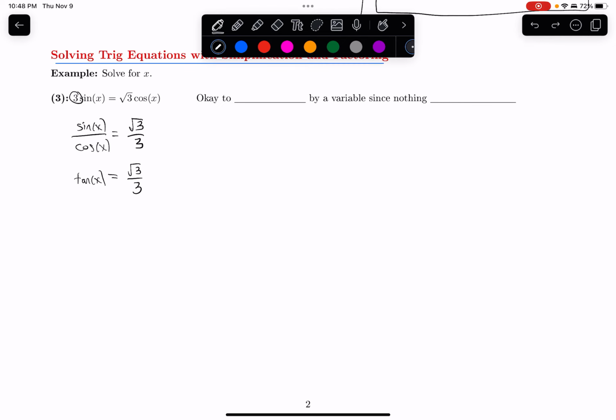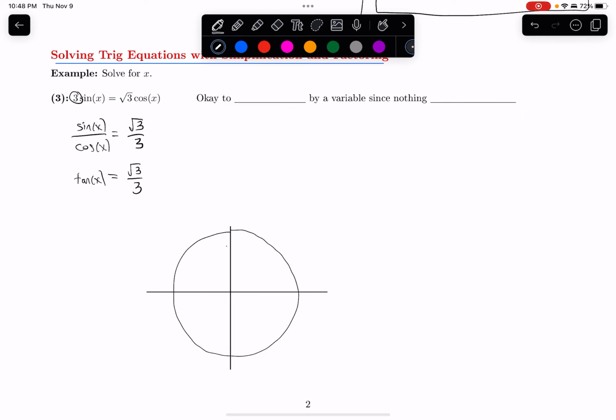To answer that, I'm going to go to my unit circle. So let's draw our axes. Let's draw our circle. And I know that tangent in the unit circle is equal to y over x. And this is where we may need to recall our unit circle from before.